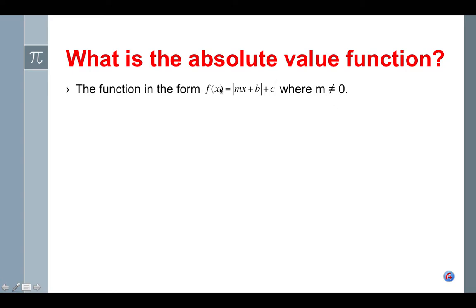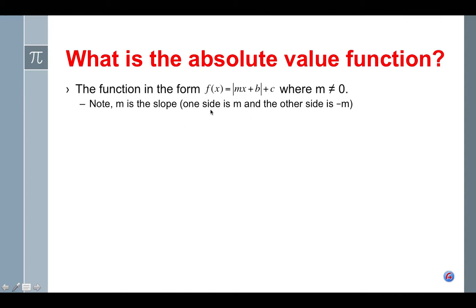We have to understand that m cannot be 0 in this equation, because if m was 0, all we'd have was a simple number, and it would no longer be an absolute value function. It would just be a number itself. We are going to make a note that just as we had in linear equations, we use the letter m for a very specific reason, because that's the slope.